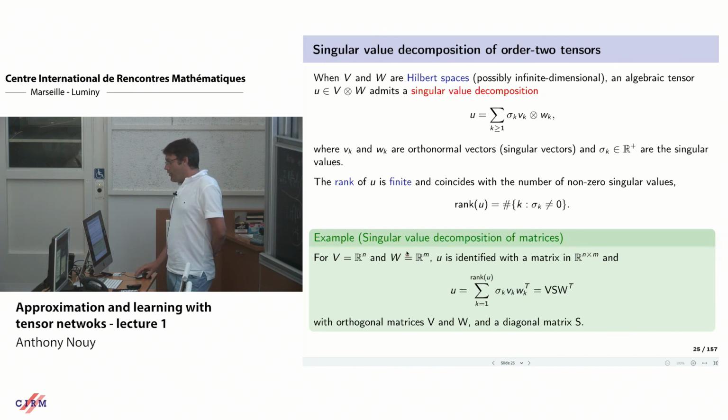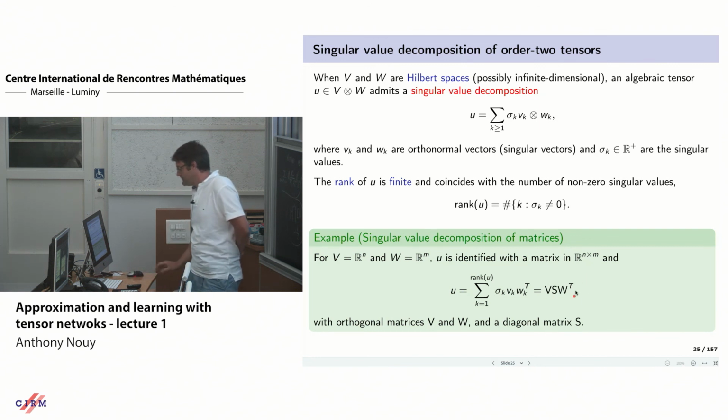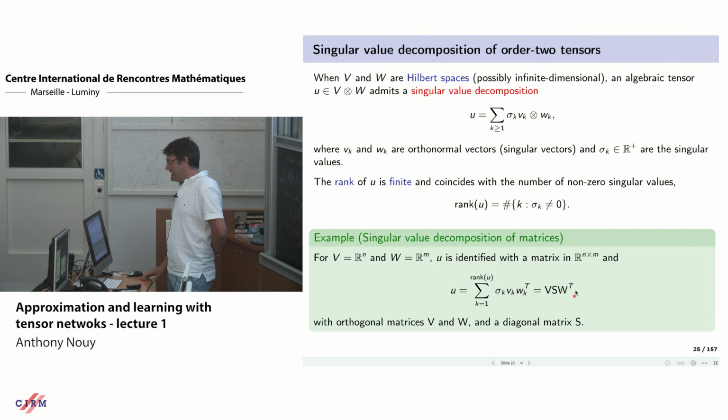So for matrices, probably you know this type of decomposition under another form. If U is identified with a matrix in R^(n×m), you have this type of decomposition. If you store the vectors Vk in a matrix V, the Wk in a matrix W, and the sigma k in the diagonal of a matrix S, you have this representation of the SVD, V S W transpose, with orthogonal matrices V and W and a diagonal matrix S.